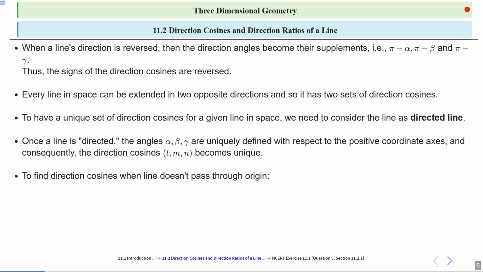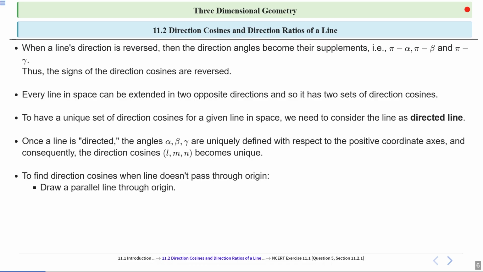But what if the line doesn't pass through the origin? In that case, we can still find its direction cosines by drawing a parallel line that does pass through the origin. Okay, so this approach allows us to use the same methods for finding direction cosines, no matter where the line is located in space.